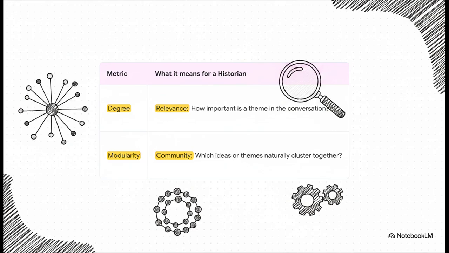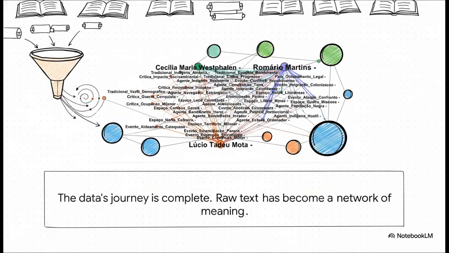Let's translate. When we calculate something called degree, what we're really measuring is relevance. A theme with a high degree is super important in the overall conversation. And when we calculate modularity, we're basically detecting communities, groups of ideas that are so tightly connected, they form their own little intellectual neighborhood. So by running those statistics and then applying them to our visual, using degree to control the size of the dots and modularity to control their color, our data's journey is finally complete.